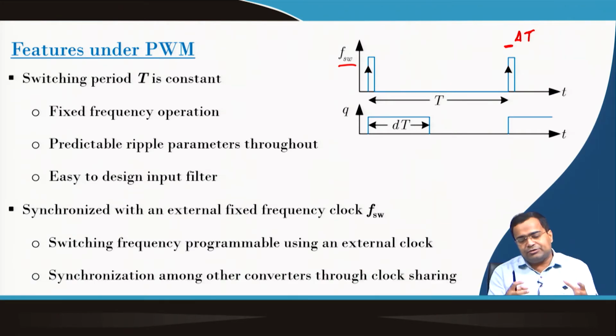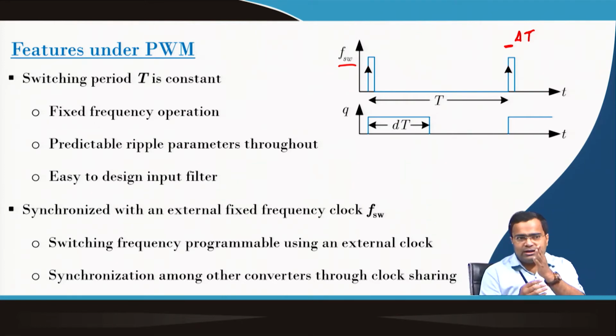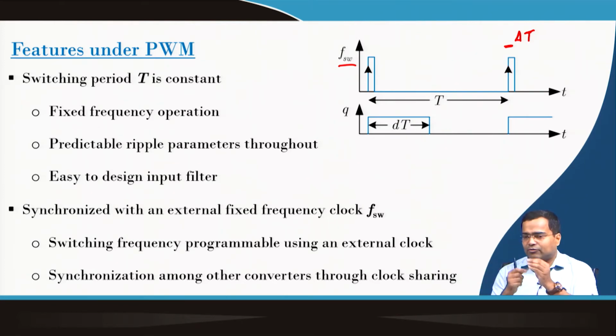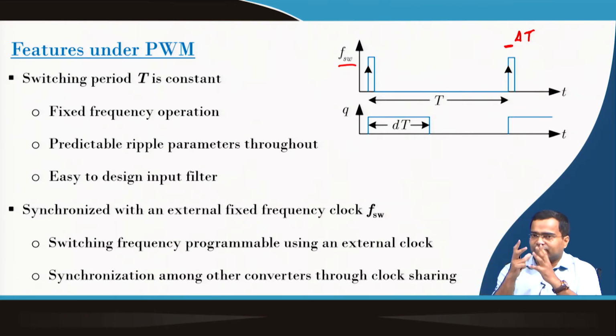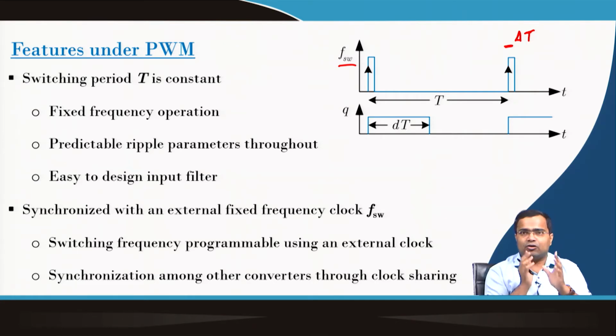By using this common clock or synchronization clock, we can synchronize multiple converters while considering a DC grid architecture. This DC grid architecture is common in many applications, even in a mobile phone. We have a common DC bus like a battery voltage, where multiple POLs are connected. So this is a low voltage DC grid we can think of, where the converters can be synchronized using a common clock.